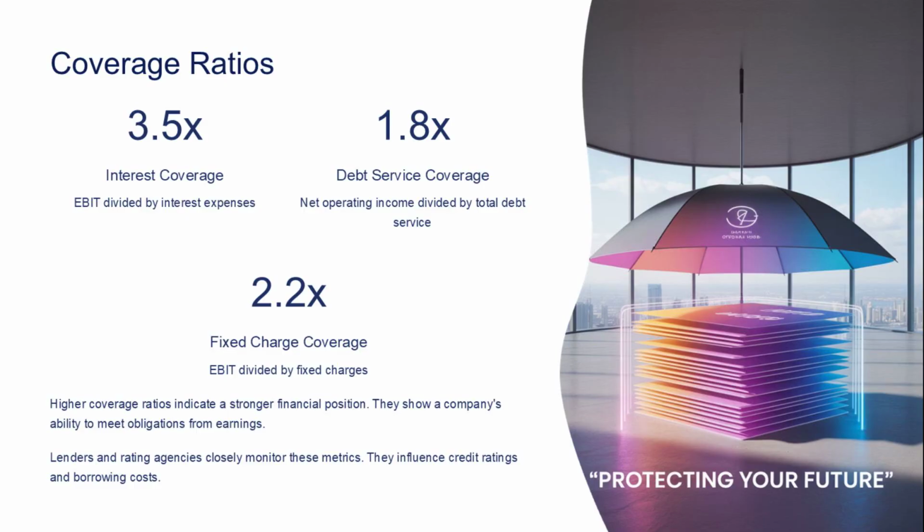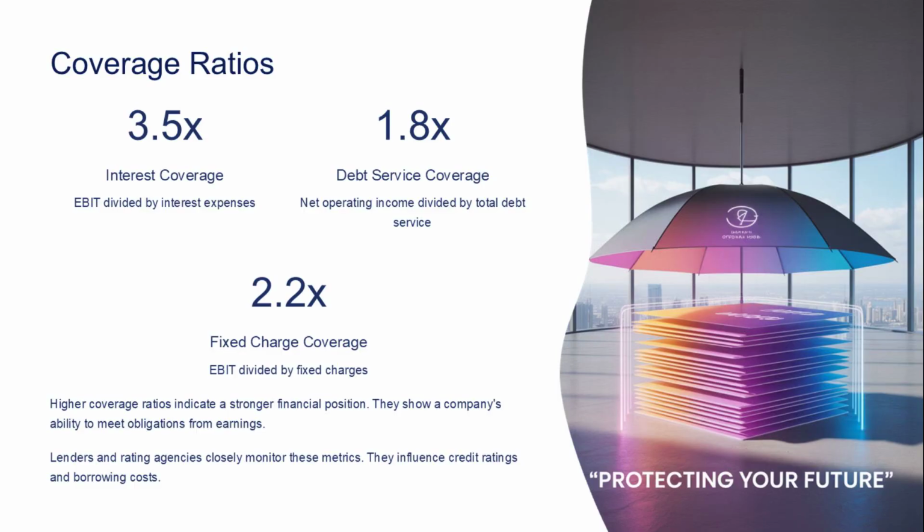Coverage ratios are important financial metrics that indicate a company's ability to meet its financial obligations. The three key coverage ratios are: interest coverage, EBIT divided by interest expenses. This shows how easily a company can pay its interest costs. Debt service coverage, net operating income divided by total debt service. This measures the company's capacity to make debt payments.